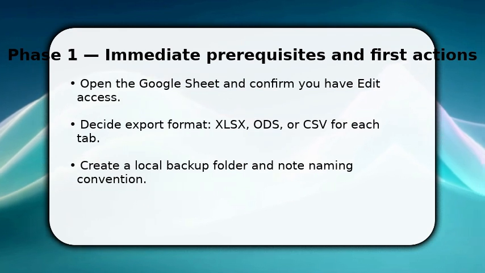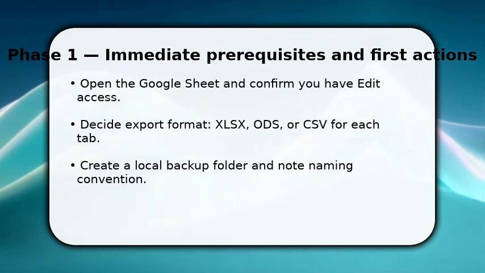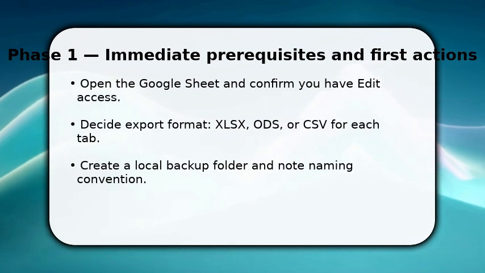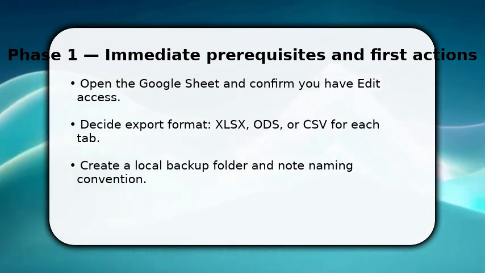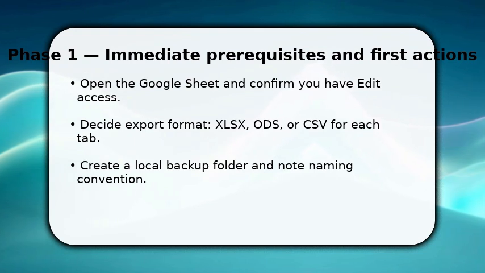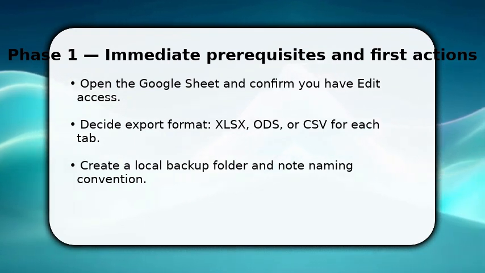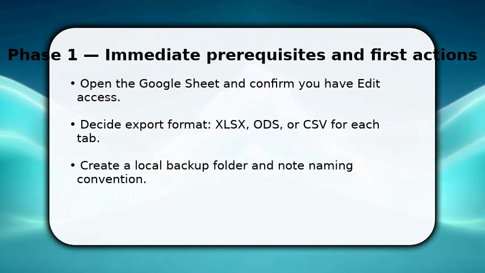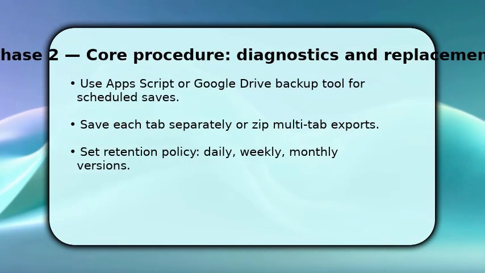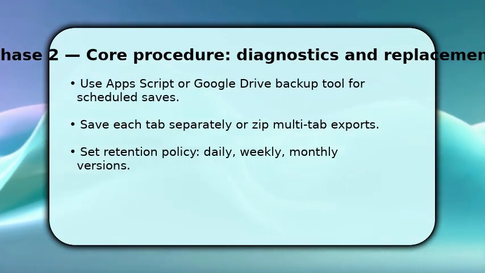Once decided, create a local backup folder with a clear naming pattern, like project name YIMD, to avoid confusion. Then, immediately download the current tab using File Download and pick your format, so you capture the live state before making further changes.